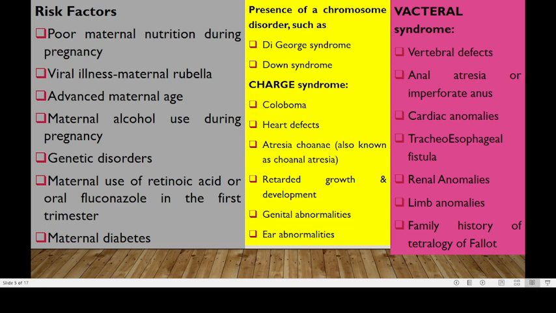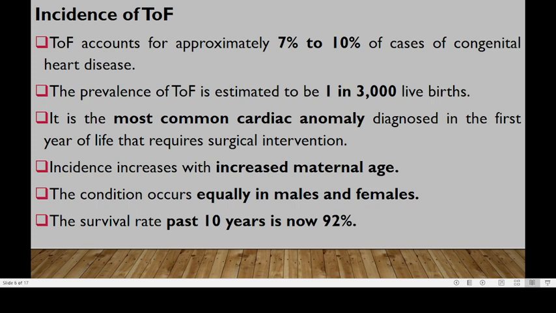We could also have the presence of chromosome disorders like the DiGeorge syndrome or the Down syndrome, or the Kabuki syndrome, heart defects, other atresias or retarded growth, genetic abnormalities, and ear abnormalities will present along with this condition, right? The VACTERL syndrome, on the other hand, like the vertebral defects, the anal atresia or imperforate anus, the cardiac anomalies, tracheoesophageal fistulas, the renal anomalies, limb anomalies, and family history of tetralogy of Fallot will also double the risks.